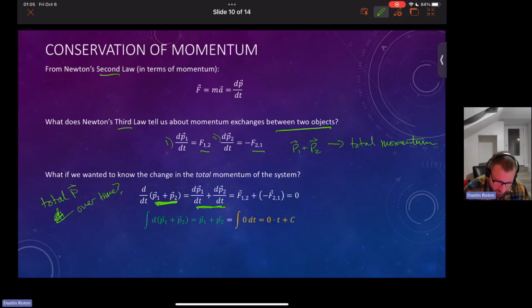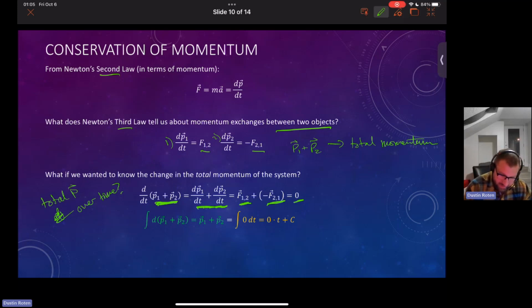Well, this equation here, we know from the previous line just says, well, this is just F1 on 2 plus F2 on 1. But we know that those two things are equal and opposite, so we know that this has to equal 0. So far, it's pretty trivial. This is just saying that if you add up the momentum from the equal and opposite reactions, you get 0.